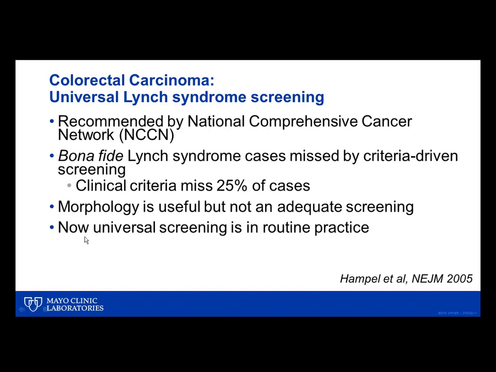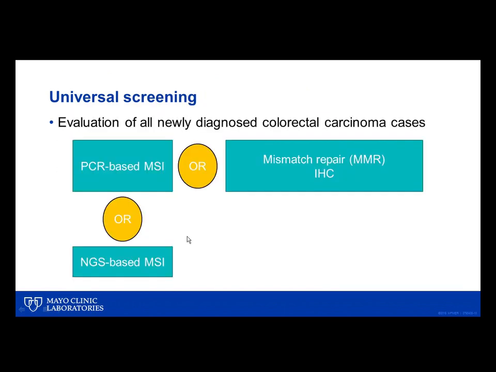Universal screening is now in routine practice in many academic centers in the United States. In terms of how to screen, most centers, and we here at Mayo Clinic are no different in this regard, evaluate all newly diagnosed colorectal cancers. The means by which people screen vary. Some institutions will use PCR-based microsatellite instability testing. Others will use mismatch repair immunohistochemistry. Some will use the two in combination. Or some centers are beginning to use NGS, or next-generation sequencing-based, microsatellite instability testing.